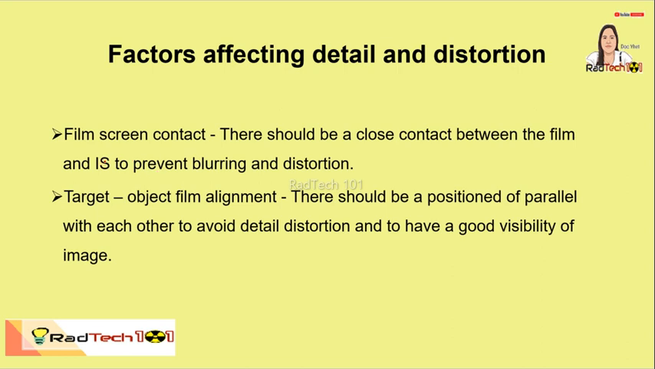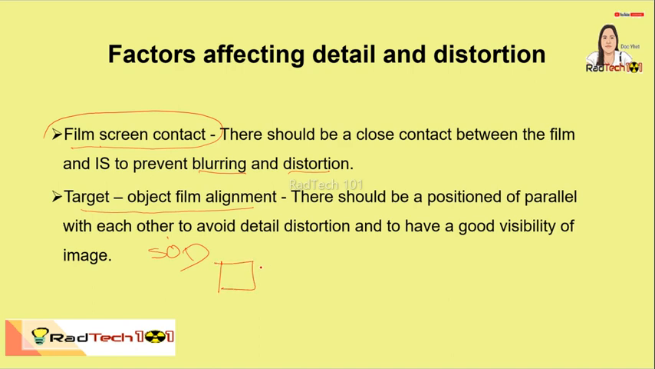For film screen contact, so nabanggit natin kanina, so dapat close contact sila, uniform ang contact to provide a good detail and also to prevent blurring and distortion and unwanted uneven densities. Kung our target object film distance or yung ating SOD, they should be positioned parallel with each other to avoid detail distortion and to have a good visibility of the image. Ibig sabihin, dapat align yung ating tube.